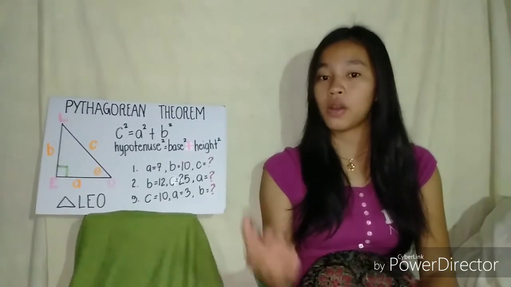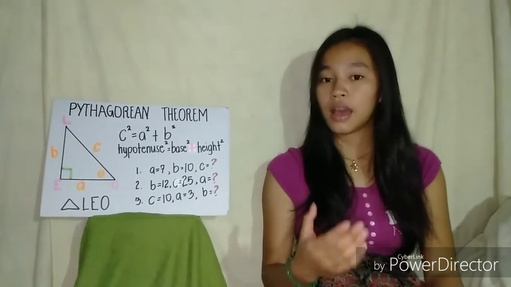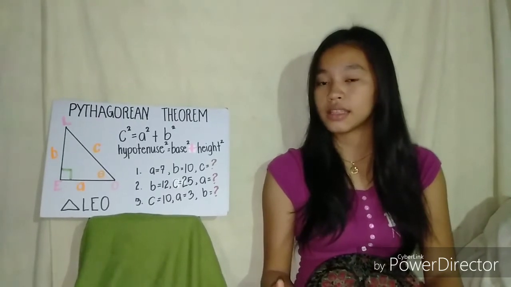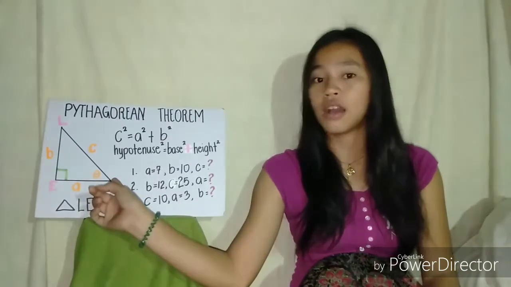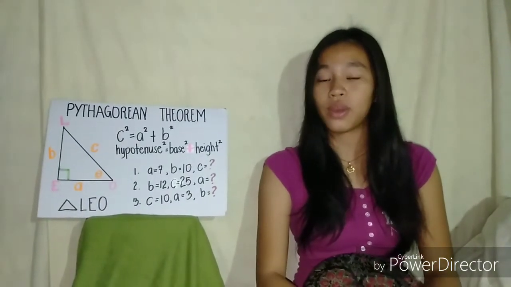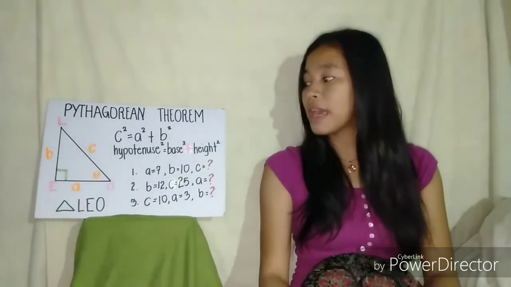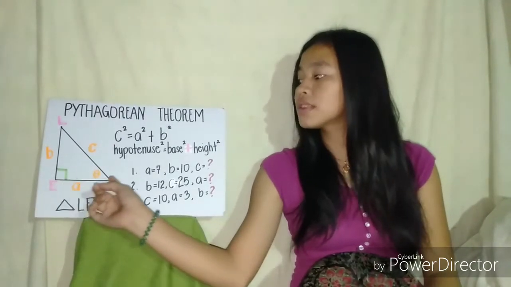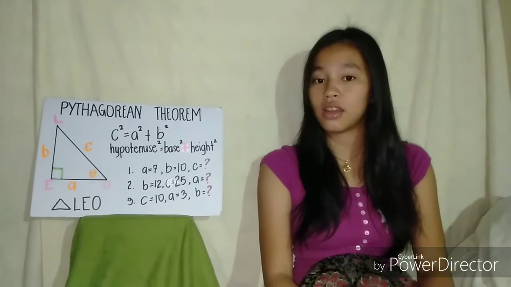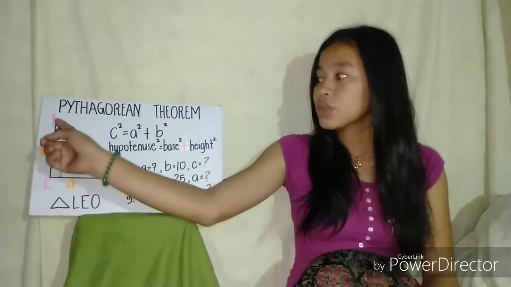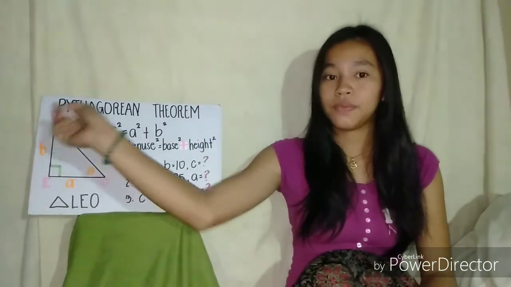First, we have the hypotenuse. Second, the base. And the third is the height. The hypotenuse is the longest side among the sides of a right triangle. The base is the horizontal one, and it is considered the shortest side among the sides. And this one is what we call the height.